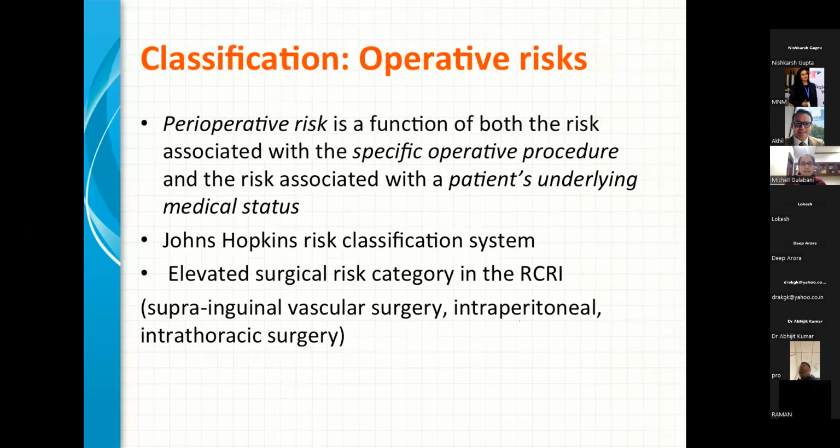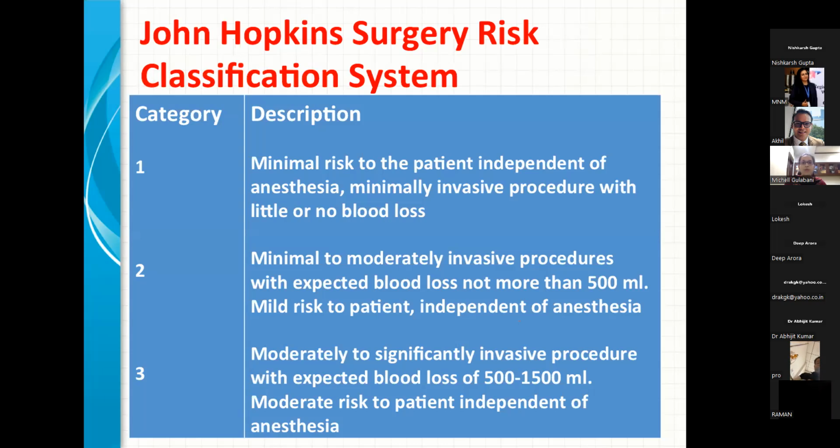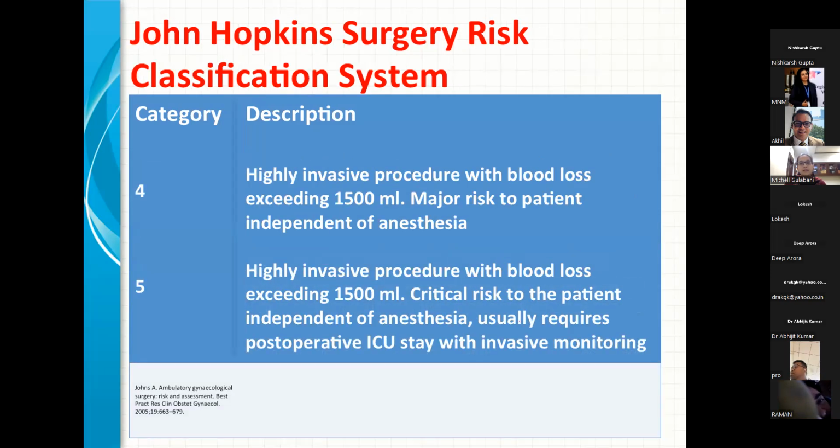Now, operative risks. There are certain classifications like the Johns Hopkins risk classification, which is purely based on the operative risk, independent of the anesthetic procedure at all. So for a minimally invasive procedure with no or little blood loss, we classify it as category 1. A surgical procedure in which you expect a blood loss of not more than 500 ml, you classify it as 2. Similarly, you go to 3, 4, and 5 as the surgical risk increases. So this risk classification is totally based on the operative procedure, not on the anesthesia risk.